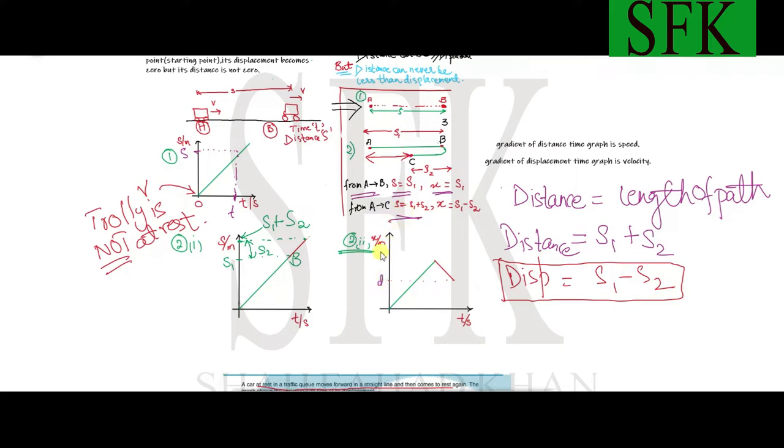Now let's look at the displacement-time graph. At first the displacement increased, it went all the way up to S1. But after reaching the point B, the particle started moving back towards its original position. So the distance from the original position started decreasing and reached the point C over here. This was the point B, this is the point C.